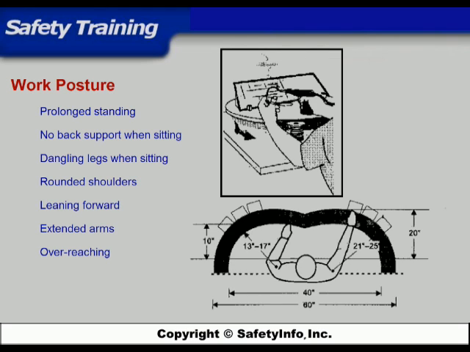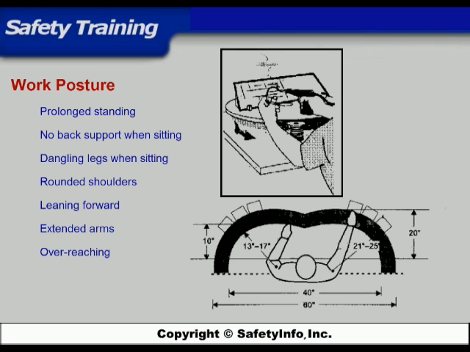When examining the potential for musculoskeletal disorders, the worker's posture needs to be addressed. Poor or stressful posture includes prolonged standing, which can cause varicose veins, back stress, and pooling of blood in the legs, sitting without back support, which increases the lower back stress, and sitting too high with dangling legs, which can decrease circulation in the legs.